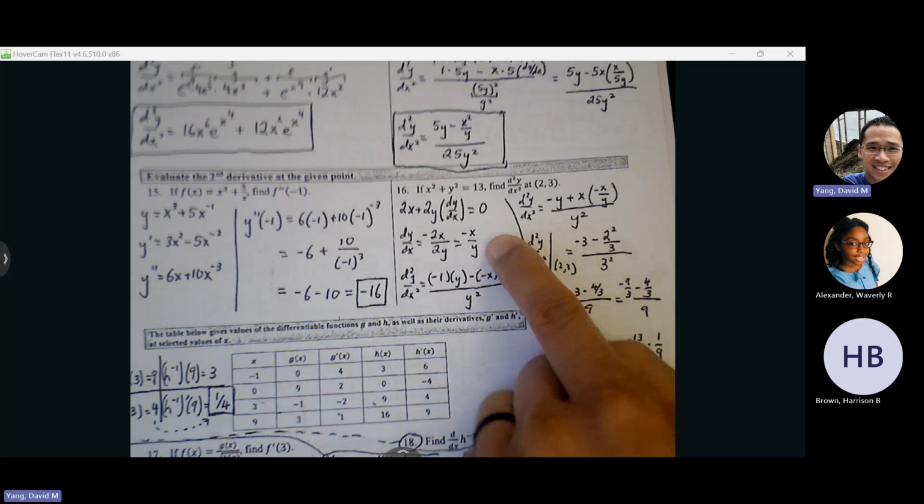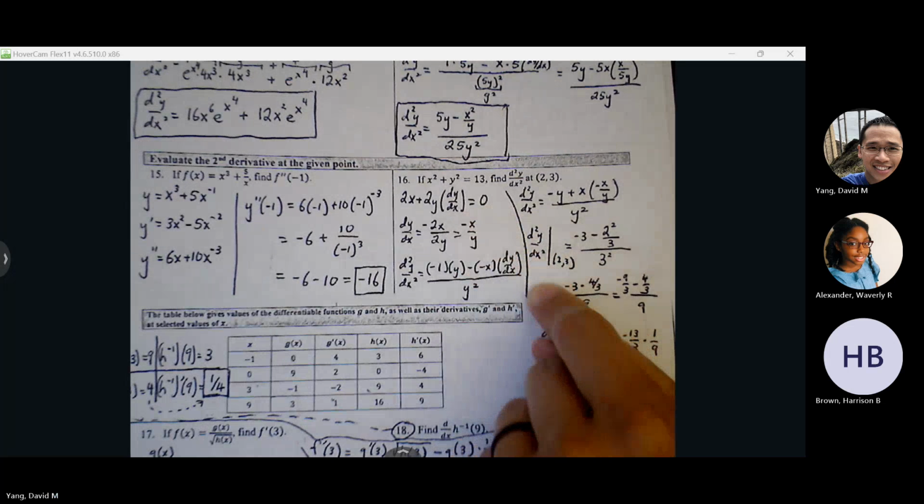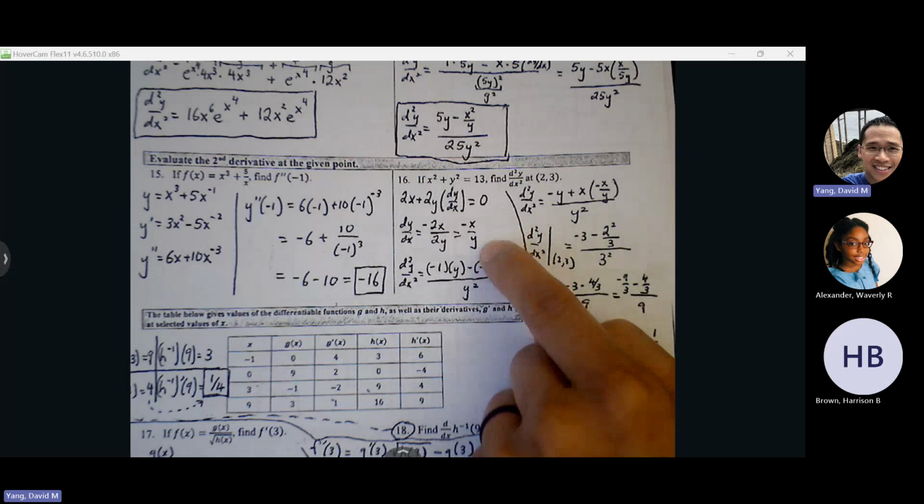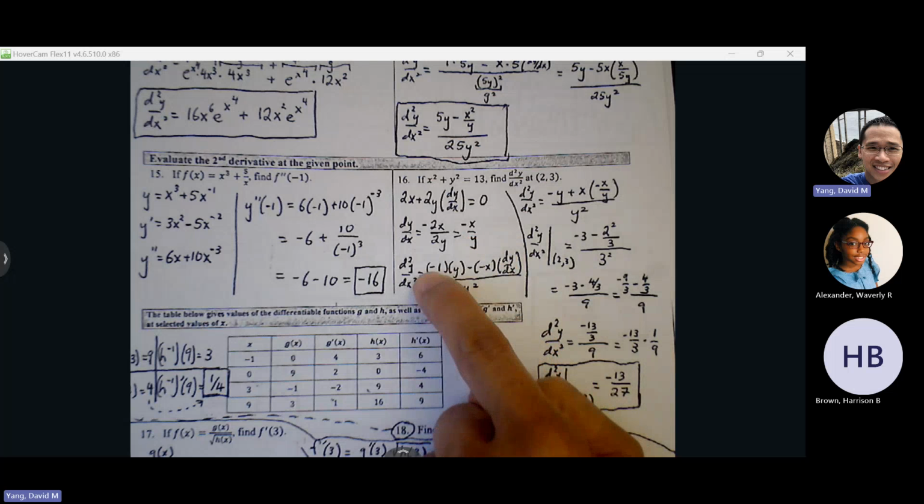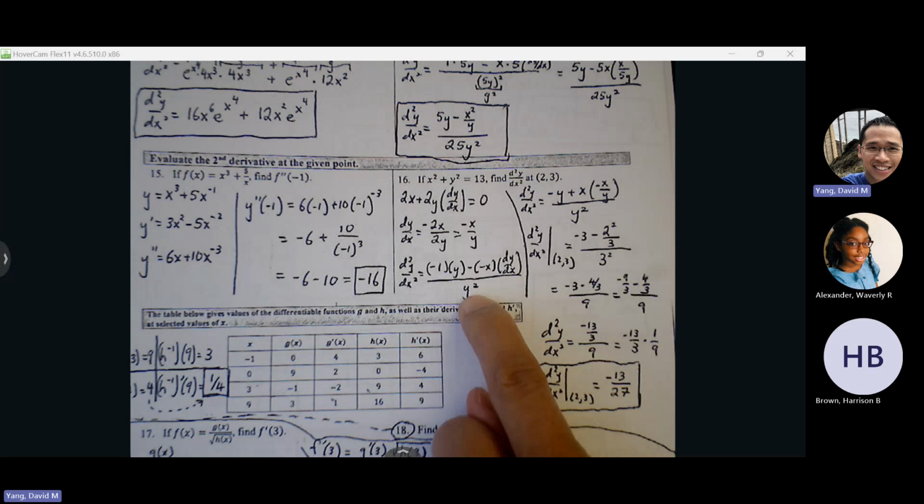That's the halfway point. So now to find the second derivative, I have to go through quotient rule. So f prime g minus fg prime all over g squared. So negative x becomes -1. We'll keep the y minus a negative x, and then y's derivative is going to be dy dx, 1 dy dx, all over my denominator squared.